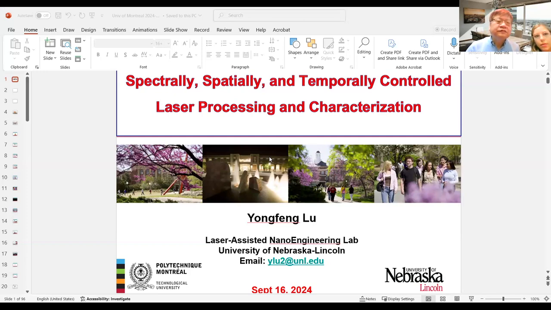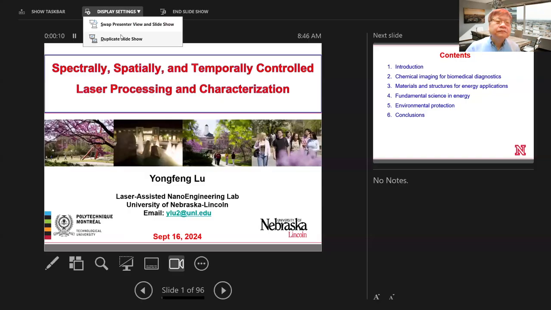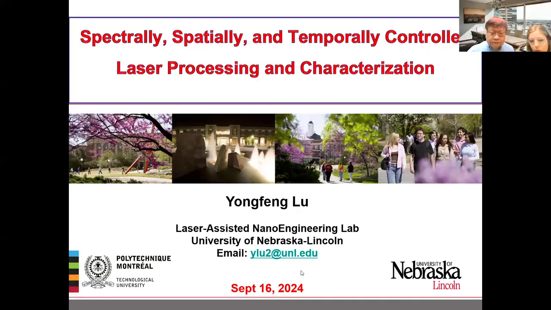Spectrally, Spatially, and Temporally Controlled Laser Processing and Characterization. It covers many broad applications of materials.